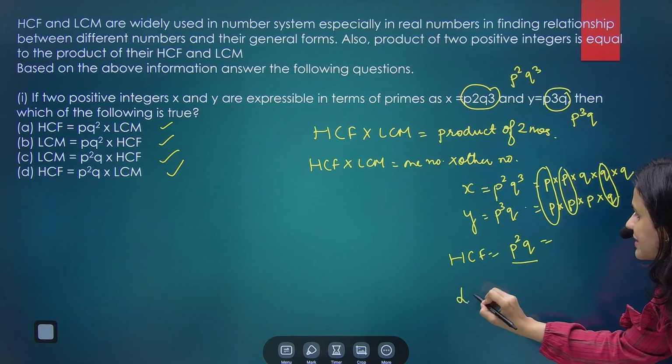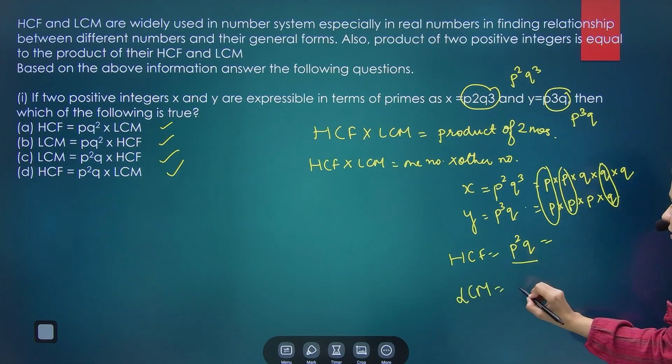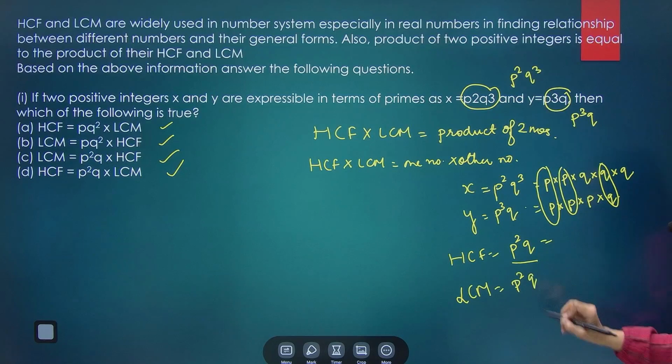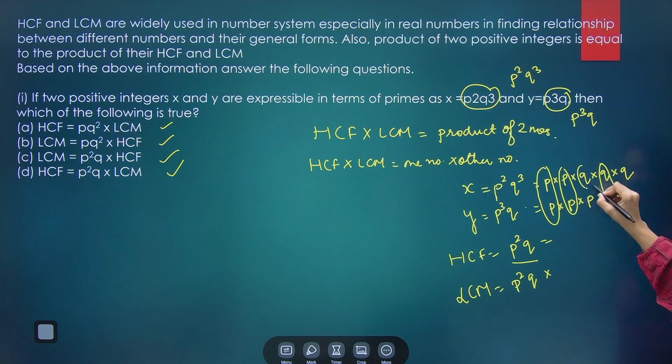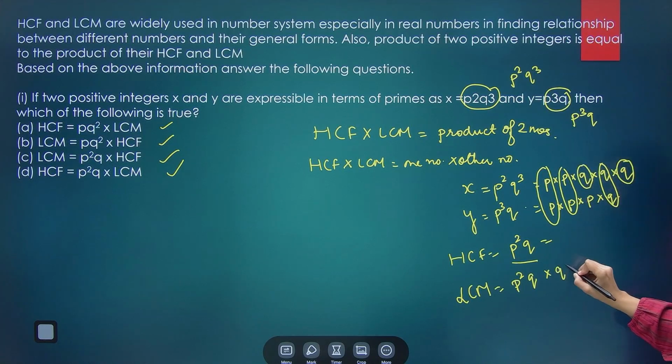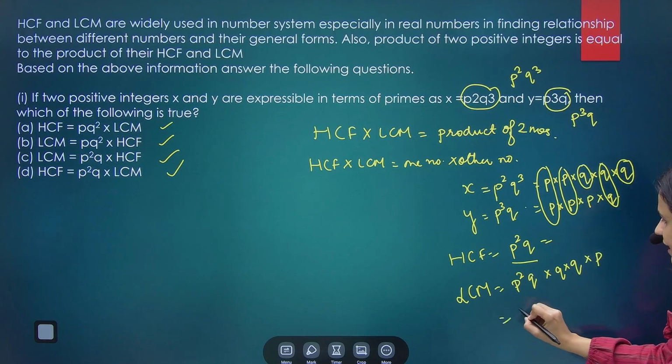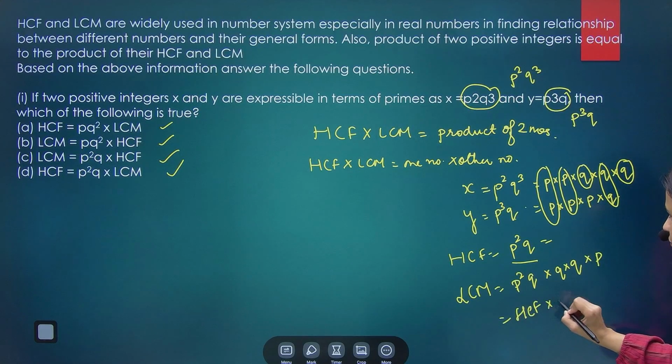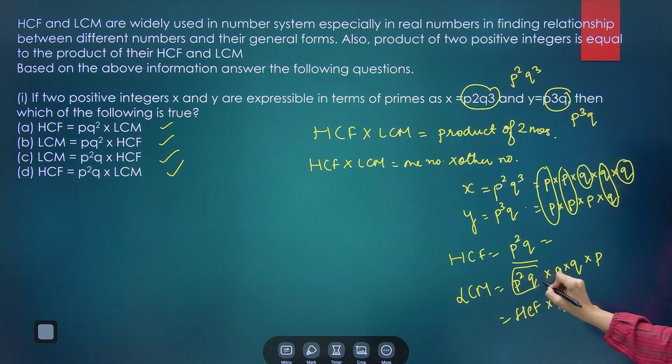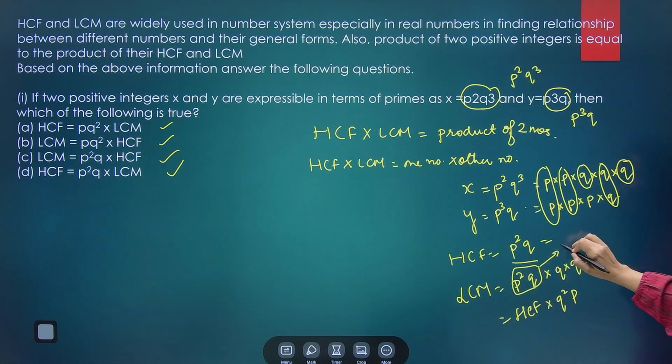And what is LCM? आप HCF तो लिखते ही हैं, p square q, बाकी बचे हुए expressions लिख देते हैं. q and q, two q's are there and into p. So can we say that this is HCF into q square p? क्योंकि ये आपका HCF था, this was your HCF. उसके अलावा हमने किससे मल्टीप्लाई किया, q स्क्वायर p.